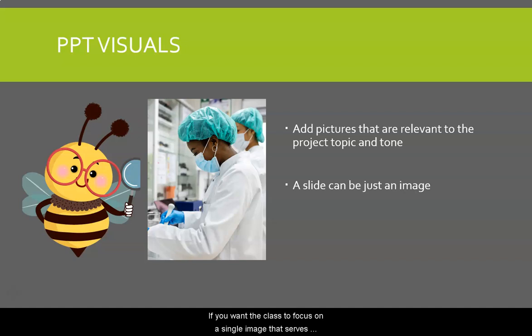If you want the class to focus on a single image that serves as an example while you explain information from the article in your talk, you can have a slide that is just that image. You don't always have to have accompanying text. Keep the number of visuals on a slide to a minimum. Too many visuals can feel crowded or make parts of the images too small to see.